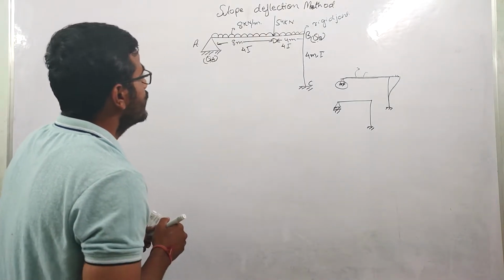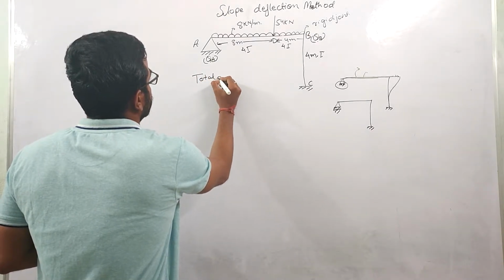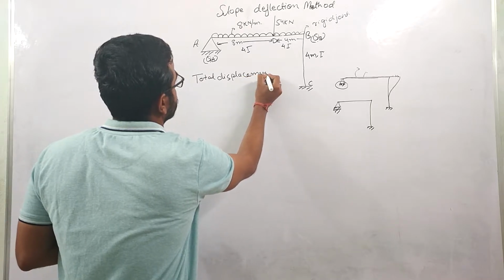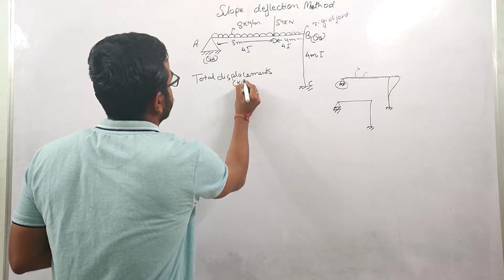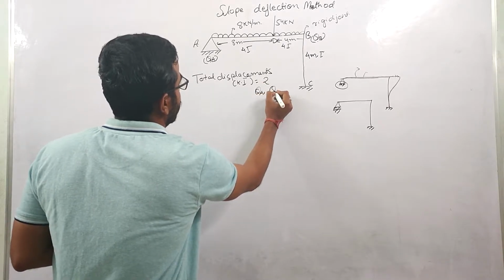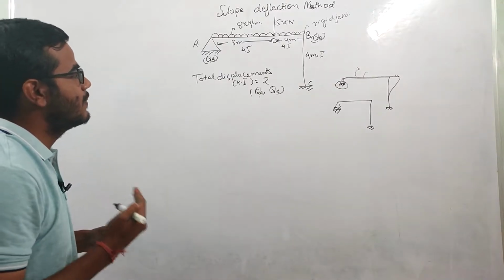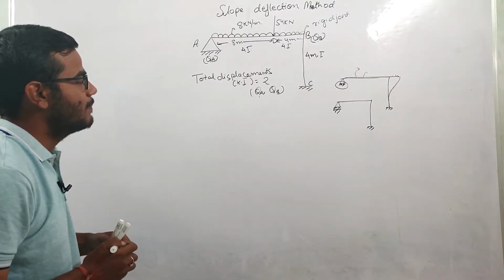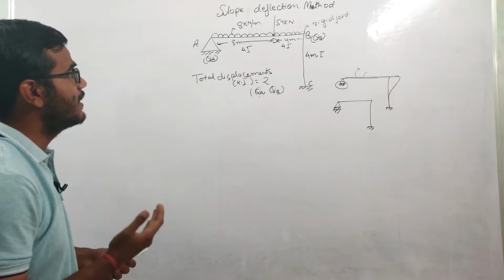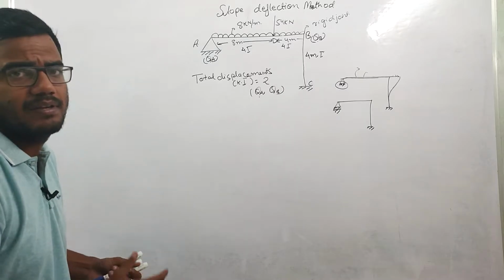So the total number of unknown displacements, or the kinematic indeterminacy, is equal to 2, which is theta A and theta B, right? We need to find the values of theta A and theta B, and by finding them, we will calculate the internal moments generated on this beam AB and this column BC.